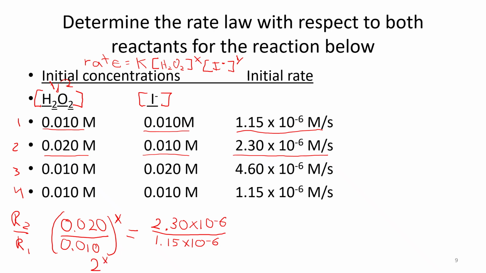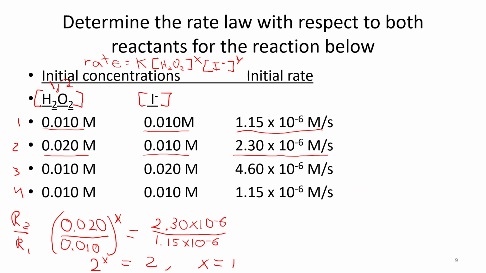Now when I divide 2.3 times 10 to the negative 6 by 1.15 times 10 to the negative 6, I also get 2. So 1 to the x power equals 2. That tells me, just by looking at this, that my x is equal to 1.